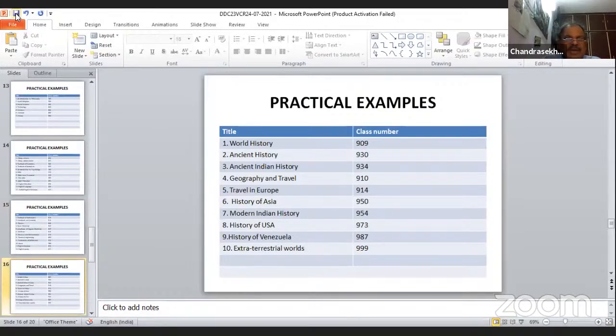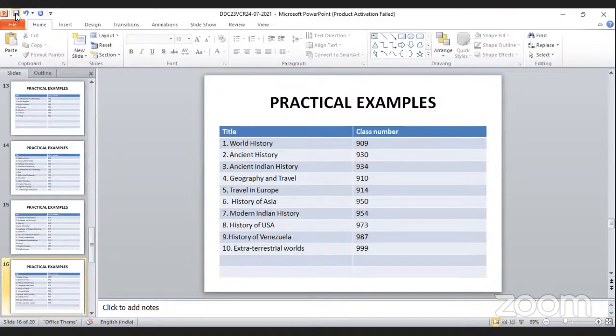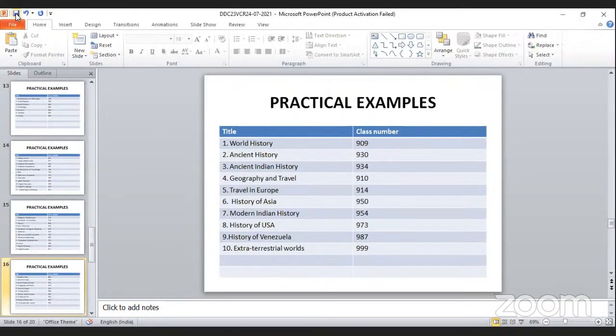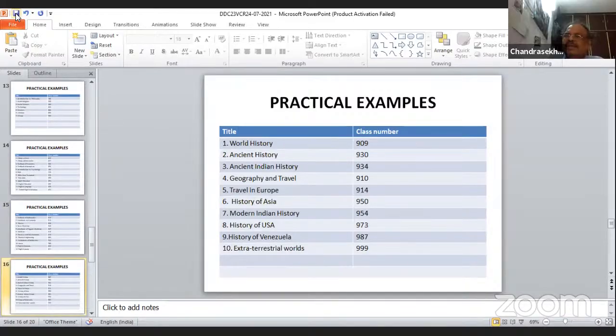Now some more examples. World history comes under history and geography, 900. So world history is 909. Then ancient history is 930. So when you look at 900: 910 is geography, 920 is biography, 930 is ancient history, 940 is history of Europe, modern Europe, 950 is history of modern Asia.